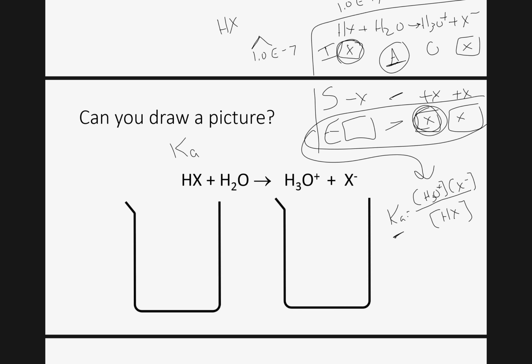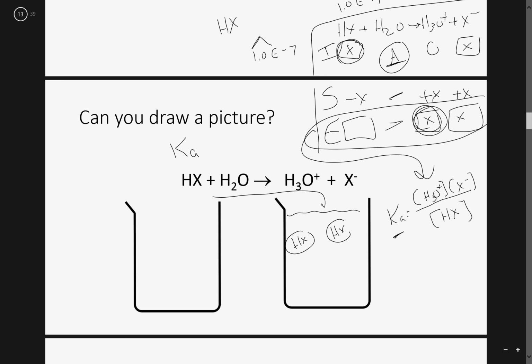Alright, so I'm just going to draw the ending picture of this. It would be HX, and we have HX, water line, HX, HX. So the more of these I draw, the more concentrated it is. Dilute would be just having less of them. And then, of course, because it's a weak acid, I have one or two of them, a small percentage, that would be ionized.